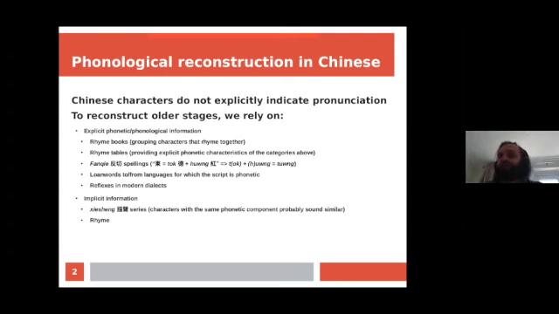So Chinese characters do not explicitly indicate pronunciation. As we know, it's not an alphabetic or syllabic script. And so when we try to reconstruct all the stages of the language, we rely on two different types of information: explicit information and implicit information. So in the range of explicit information, we have a variety of tools at our disposal, in no particular order.